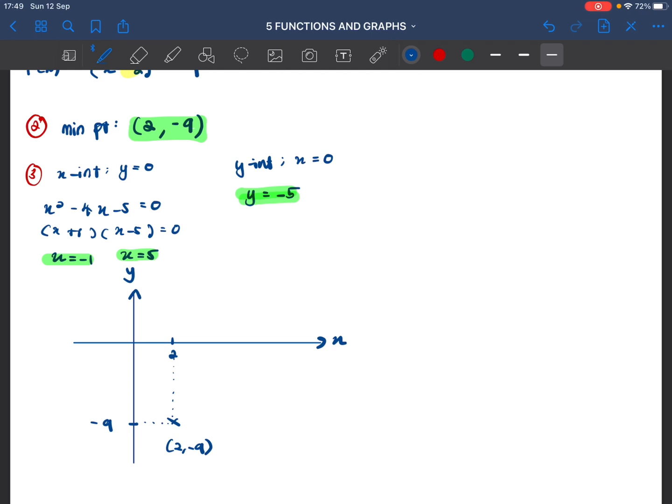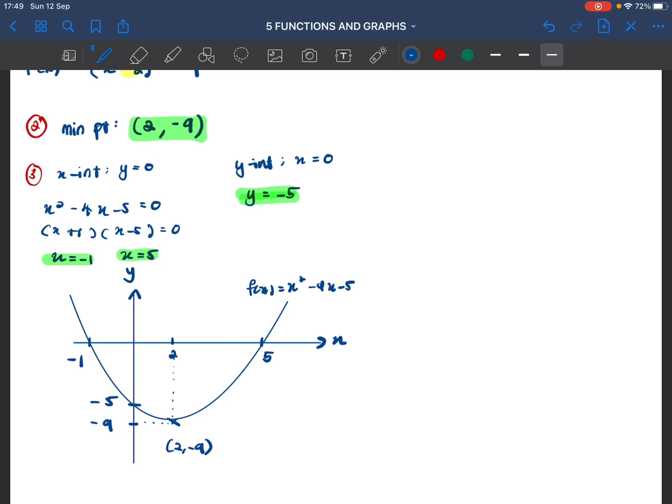So now we know that the graph is a smiling face. The graph should be looking like this, or it can be looking like this too. So how do we know? Based on our x-intercept and y-intercept. Our x-intercepts are negative 1, which is somewhere here, and 5, somewhere here. So the graph should be looking like this. Is it correct? Yes. So this is negative 1, this is 5, and the y-intercept is negative 5. Everything is settled, the x-intercept and the minimum point. Don't forget to label the graph: x square minus 4x minus 5, all complete.